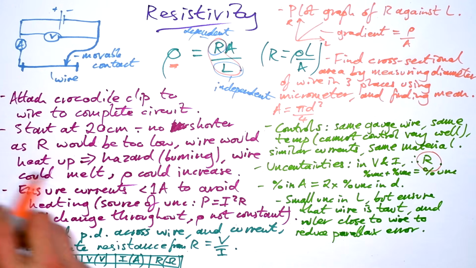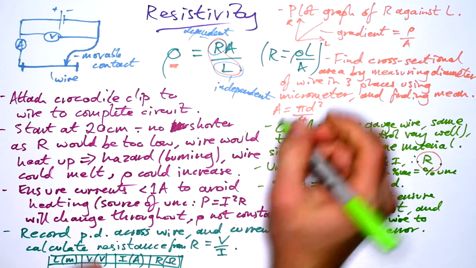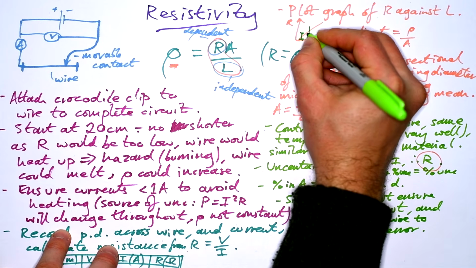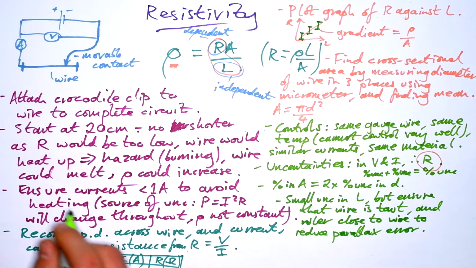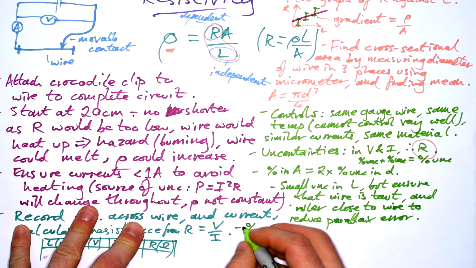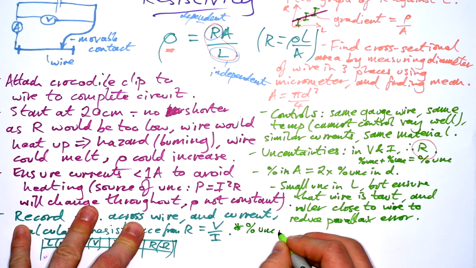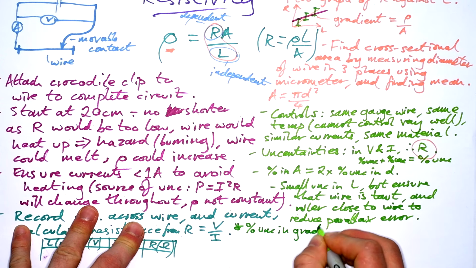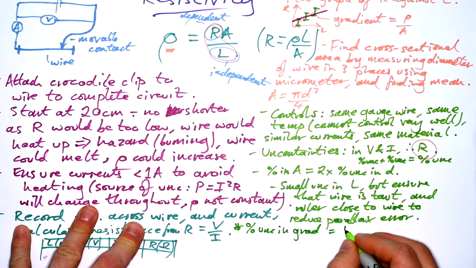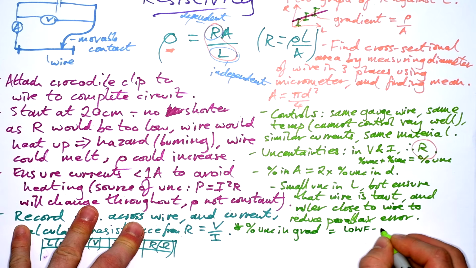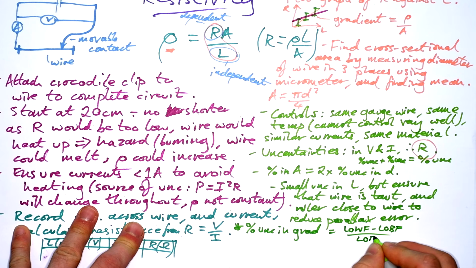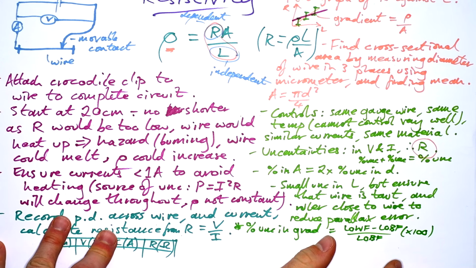So once you've got your percentage uncertainty in R, you can, if you want to go down this route, draw error bars on your graph, and then you can draw a line of worst fit. We can say that the percentage uncertainty in the gradient is equal to, as per usual, line of worst fit take away line of best fit gradients, divided by line of best fit. And yeah, we times by 100 to turn that into a percentage uncertainty.